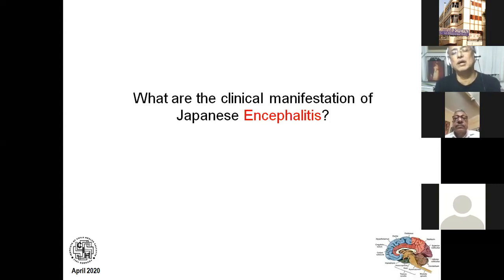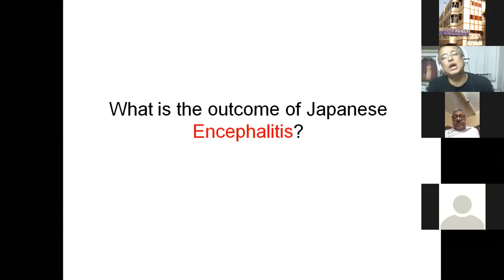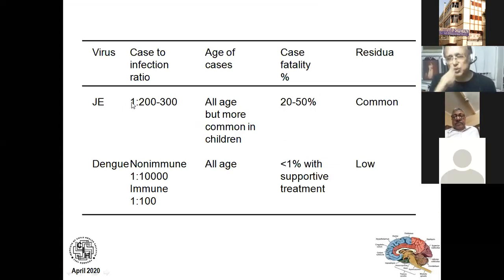It can involve multiple cranial nerve nuclei in the brainstem, so it can cause cranial nerve palsy, it can cause paralysis, and it can cause other features of encephalitis. So these are the common features of Japanese encephalitis. Now, what is the outcome of Japanese encephalitis? As we have compared two very important causes of acute encephalitis syndrome, the two important causes which head the list are Japanese encephalitis and dengue. If you see the case infection ratio, what do you mean by case infection ratio?